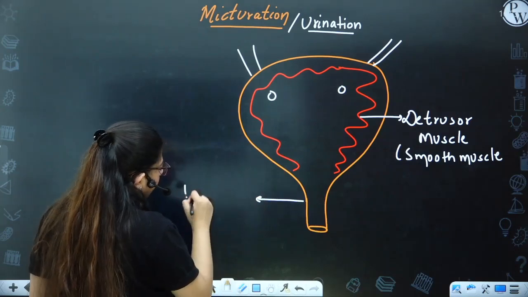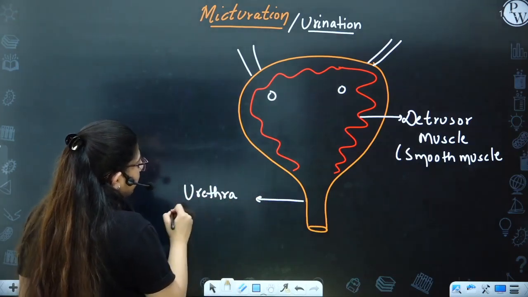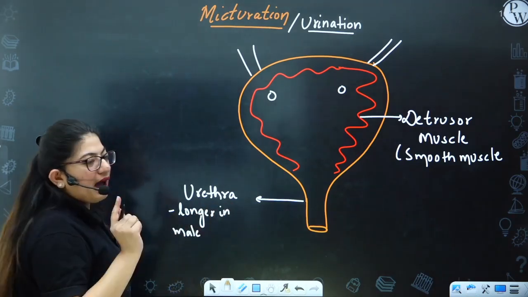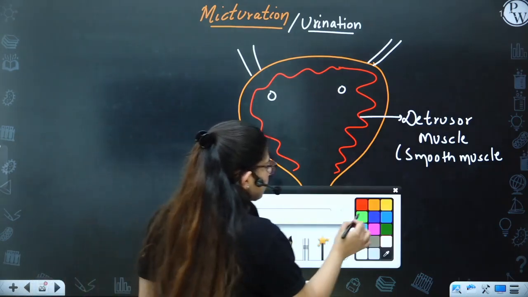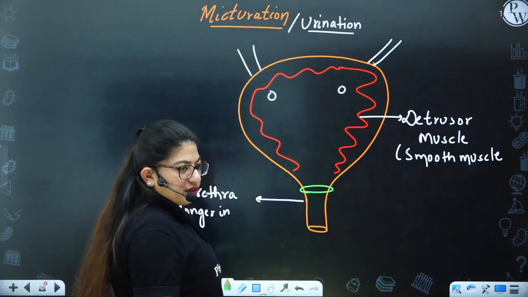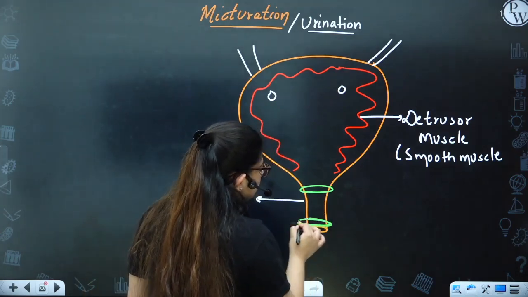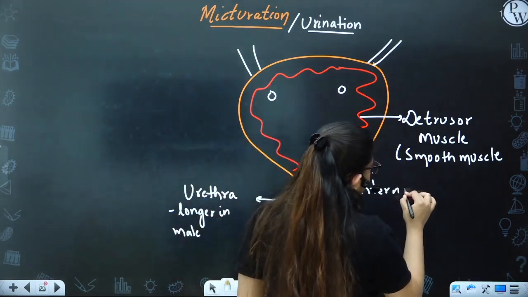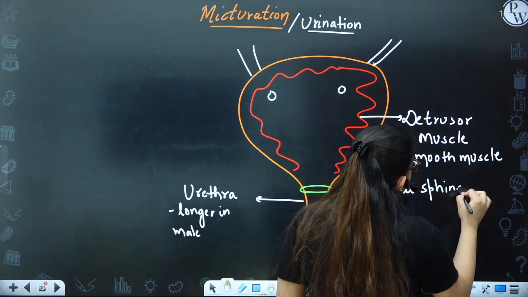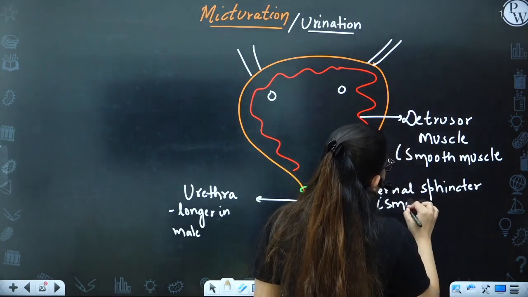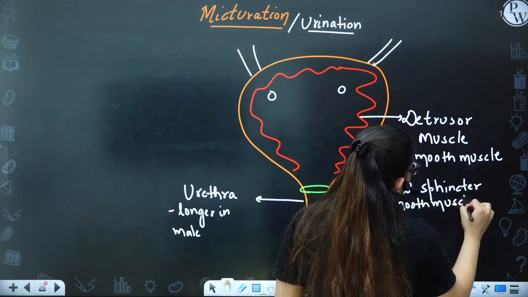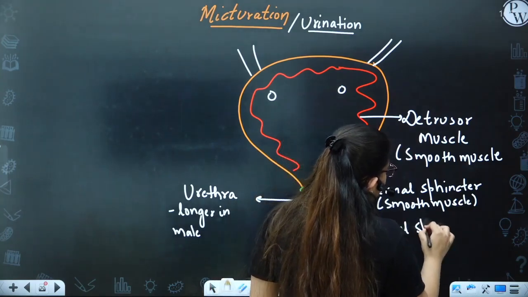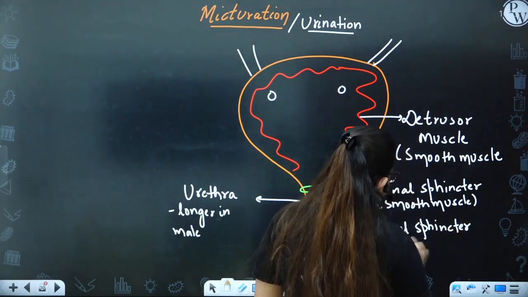This portion is the urethra. Urethra in male and female is different. In male, it is longer. And it is guarded by muscular rubber bands. You call them sphincters. This is the internal urethral sphincter. This is the external urethral sphincter. An internal sphincter in your entire body is made up of smooth muscle and hence it is involuntary. An external one is made up of skeletal muscle, and skeletal muscles are also known as voluntary muscles. So this is under your control.